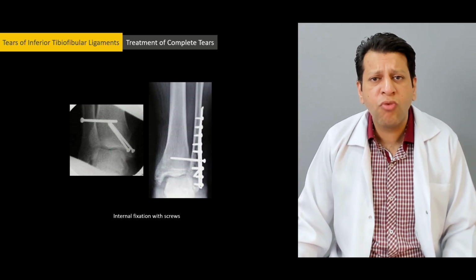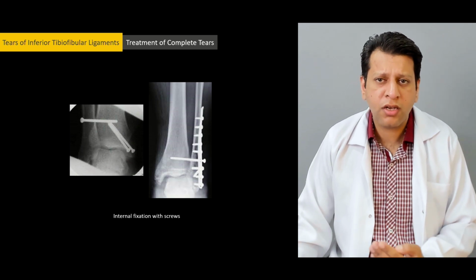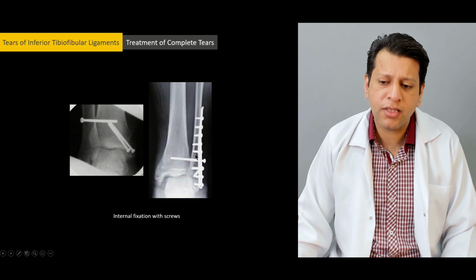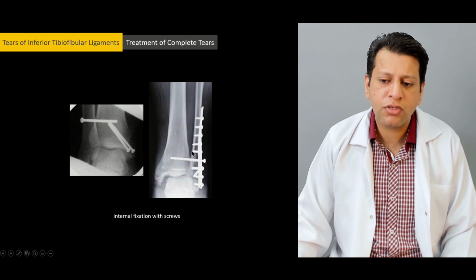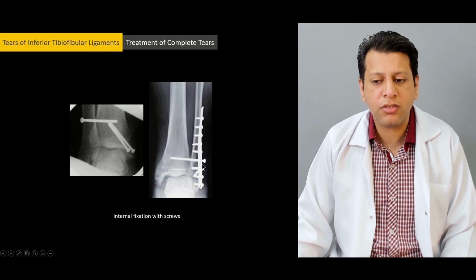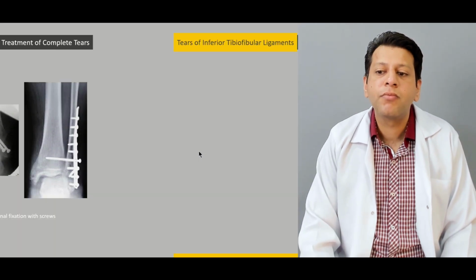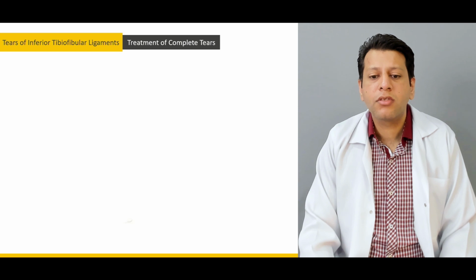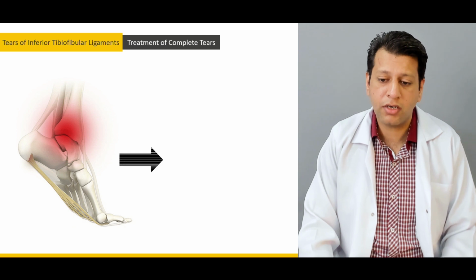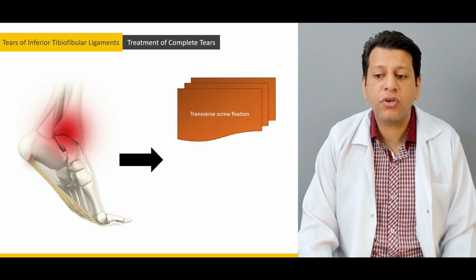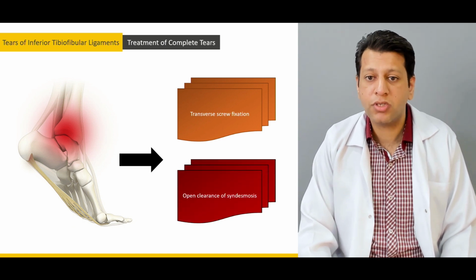There's still debate whether one screw or two screws should be passed. Usually, there's no clear-cut evidence whether one or two should be passed, and again whether you need to involve three cortices, as has been involved over here, the two cortices of the fibula and one of the tibia, or four cortices, involving both cortices of the tibia as well as the fibula. Now, continuing with the treatment, usually complete tears need to be reconstructed, and reconstruction could be in the form of transverse screw fixation through the syndesmosis or open clearance of the syndesmosis, which needs to be done as well.